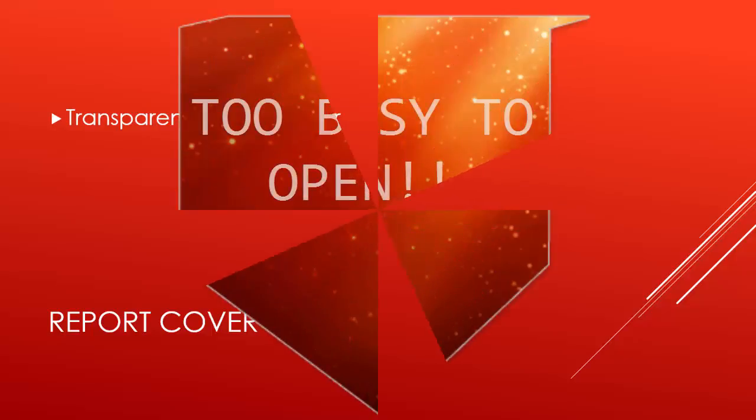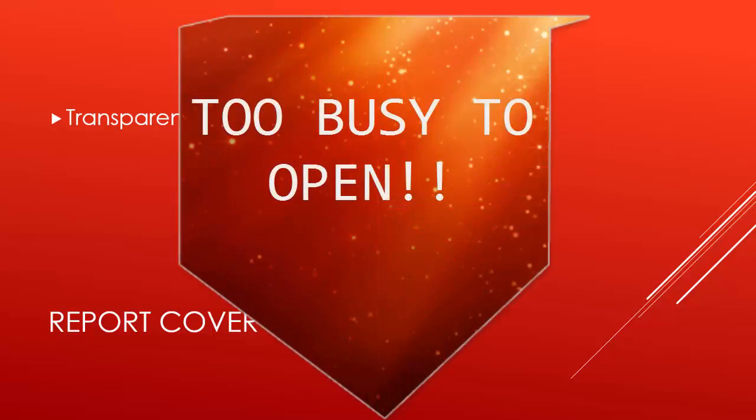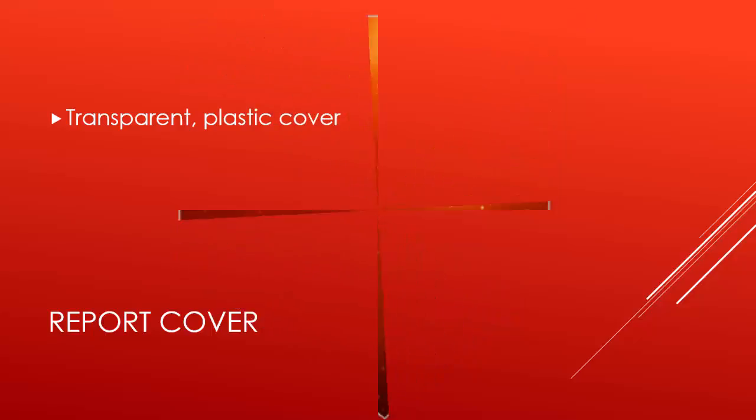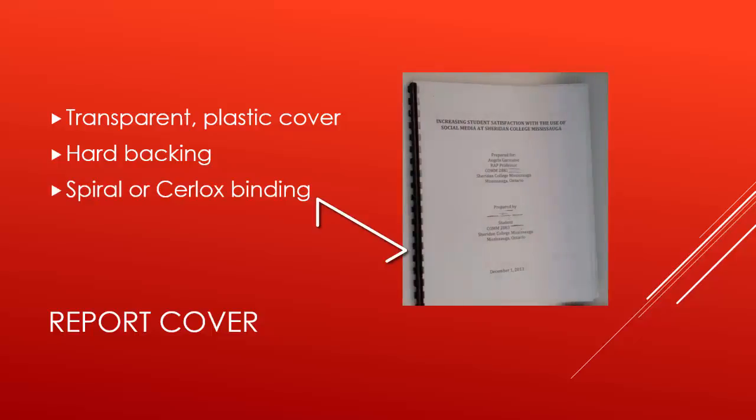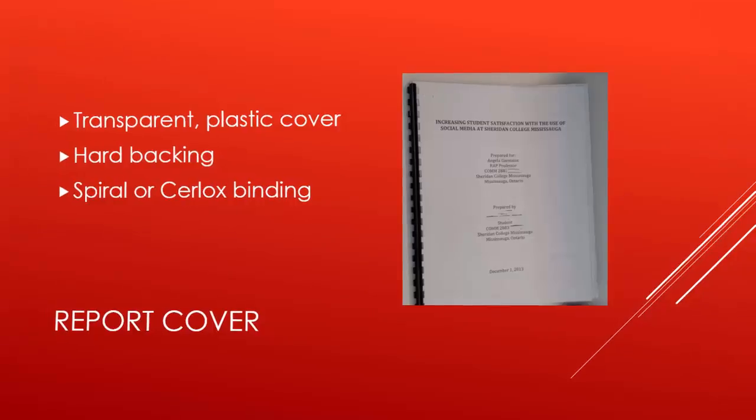Firstly, the binding. Formal reports are bound with a transparent plastic cover so that busy executives don't have to lift the covers of dozens of reports to find the one they're looking for. They use a hard plastic backing to give them weightiness, and they are either Surlux or spiral bound. The picture on your screen shows a Surlux bound report. Surlux binding allows for pages to be changed out, although the process is a bit time consuming.